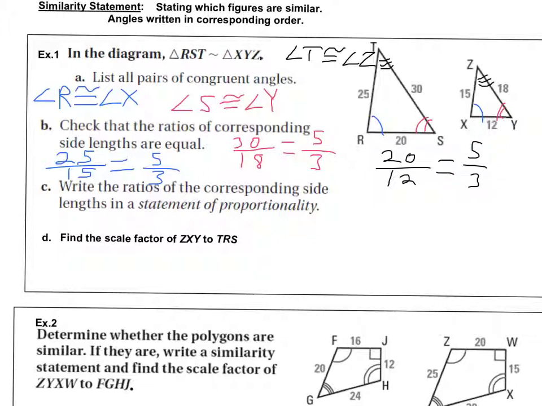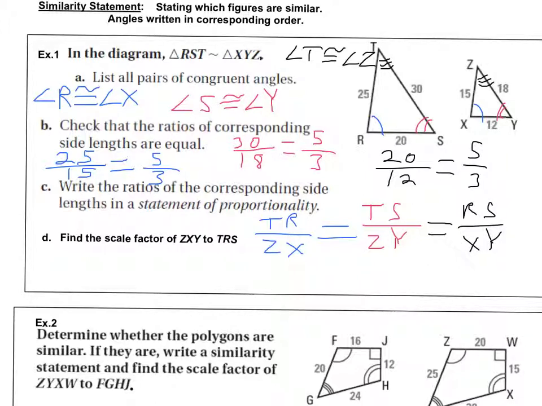So write the ratios of the corresponding side lengths in a statement of proportionality, letter C. What we're going to do here is we're going to write that side TR compared with ZX, that's my first two sides that I compared, the 25 and the 15, that the relationship between those two sides is the same as the relationship between TS and ZY, and that is the same as the relationship between RS and XY.